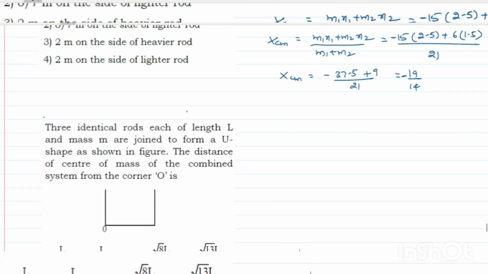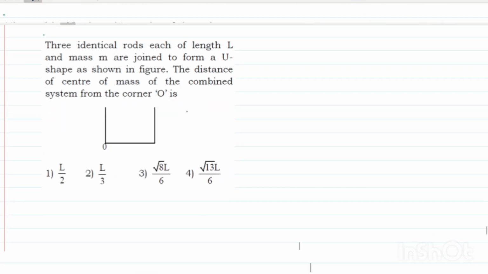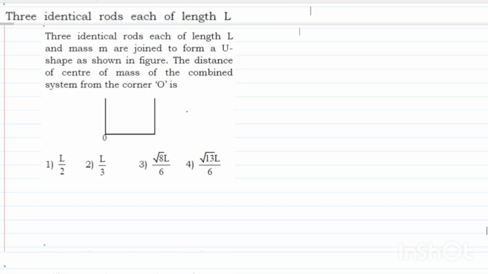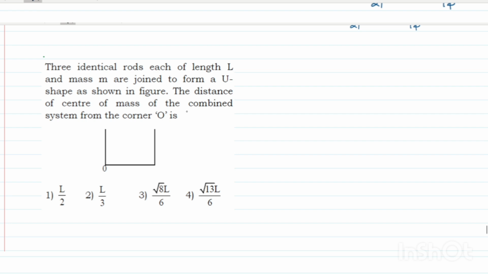Let us see the next question, students. 3 identical rods, each of length L and mass M, are given. Here they are going to be adjoined like a U-shape. The distance of the center of mass of the combined system from the corner O they are asking. So, these 3 are identical rods, students. For this rod, the center of mass will be located at L by 2 comma 0, it's lying on the x-axis.